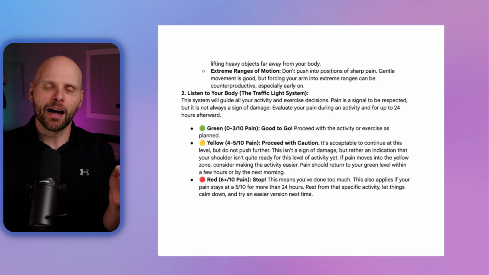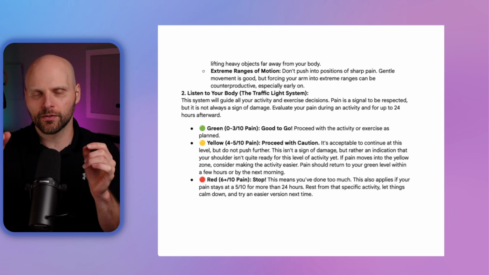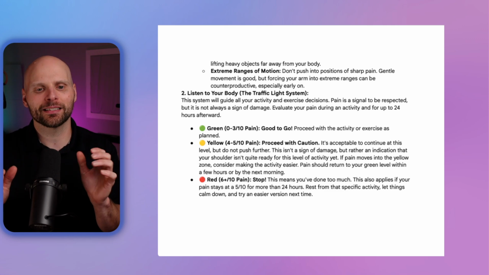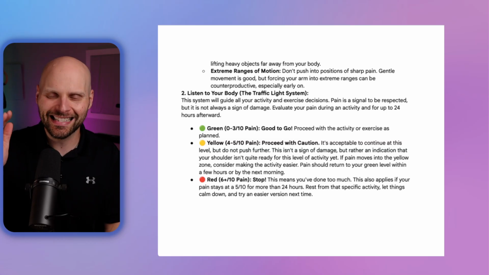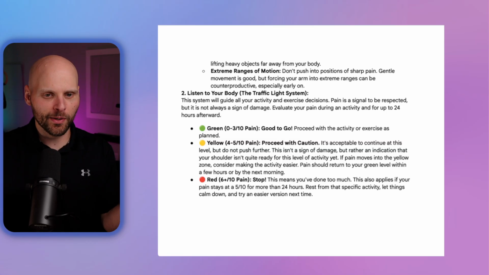I tend to tell people, hey, I categorize things. Green is around 0 to 3. The yellow is around 4 to 5, maybe 6. I typically put 4 or 5 just so it's easier. And then red is 6 to 10 out of 10 pain. So green is this 0 to 3. Like you're pretty much good to go.